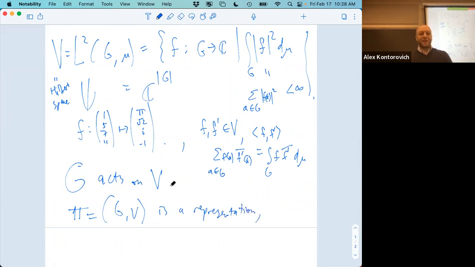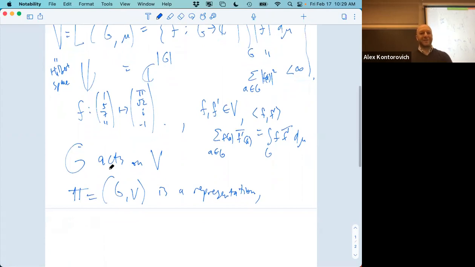In other words, before I give you the formal definition, how am I going to take functions and make new functions out of them using G itself? If I have my function f, I'm supposed to get a new function, let's call it pi(g)f, which I'll write as f sub g maybe.